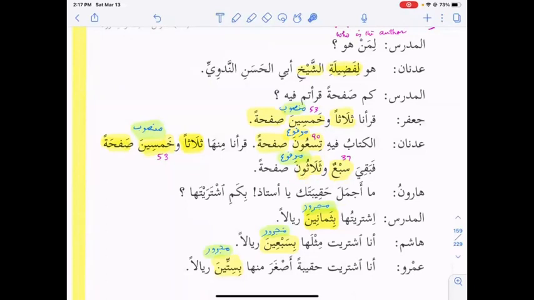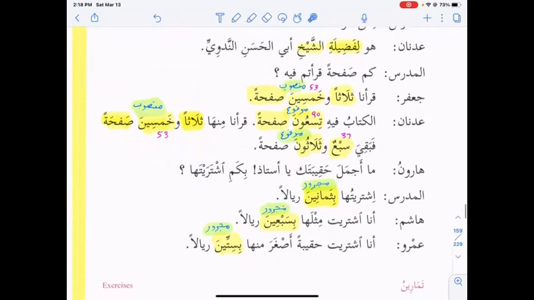Okay, why marfu here? What is the sign of marfu? Wow, marfu bil wow. Li'annahu. Now I want you to say Jama Muzakkar Salim. Whenever I say li'annahu, you fill in the gap. Riyalan, tamiz.